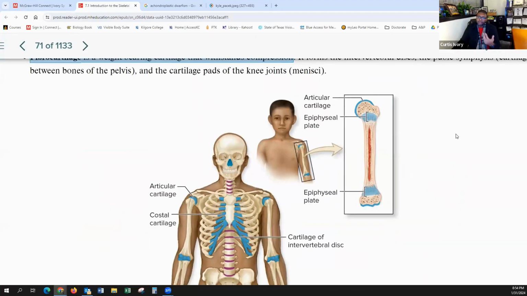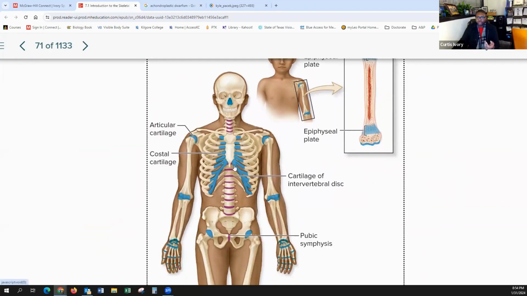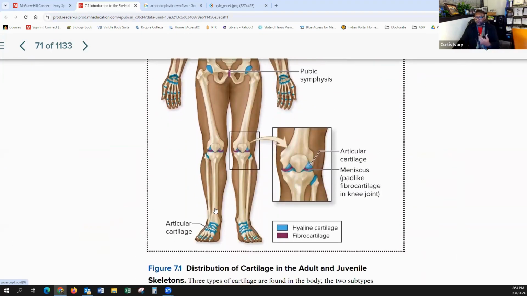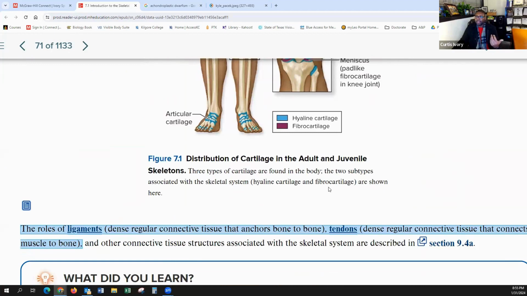And not only are just our long bones, but we also see it in our ribs, in the epiphyses of the femur, within between our joints of our fingers. So we have cartilages everywhere, but we have hyaline and fibrocartilage, and they serve different purposes as we have talked about in the previous chapter with tissues.